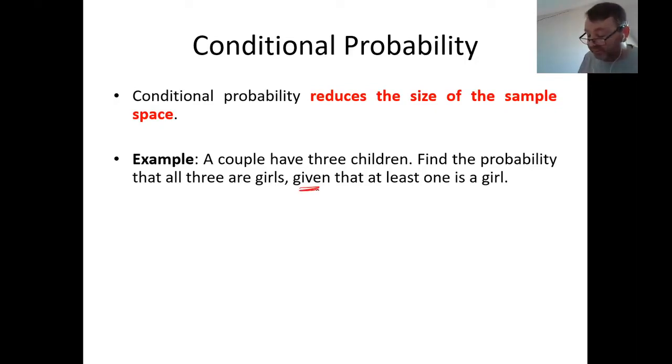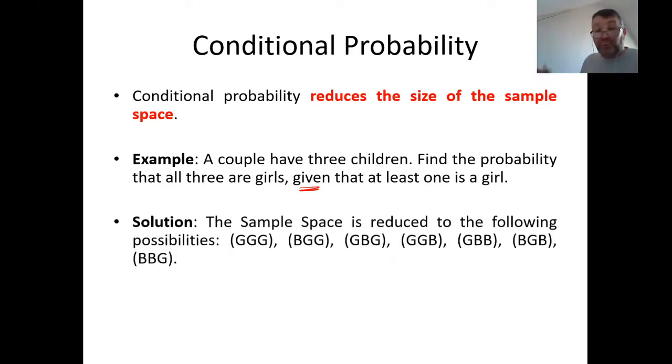Now you see that given? That reduces down the size of the group we're going to be dealing with. So, for example, it doesn't just say a couple has 3 children, find the probability that all 3 are girls. It reduces it down to those sets of 3 children where at least 1 is a girl. Now I have this typed out for you. So what's the sample space?